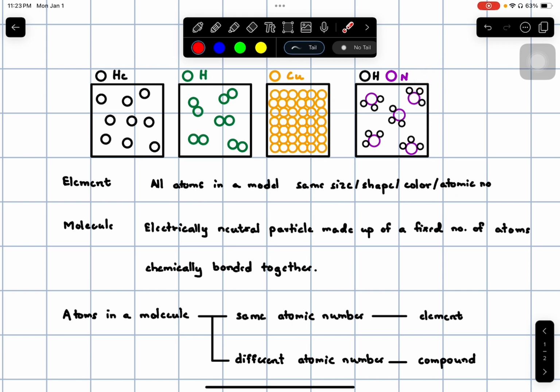The model consists of molecules. Each molecule is made out of one nitrogen atom and 3 hydrogen atoms. So this model is no longer an element because they don't have the same size, shape, or color anymore. We have more than one element here, which have different atomic numbers. So if the atoms in a molecule have different atomic number, then what we have here is a compound.